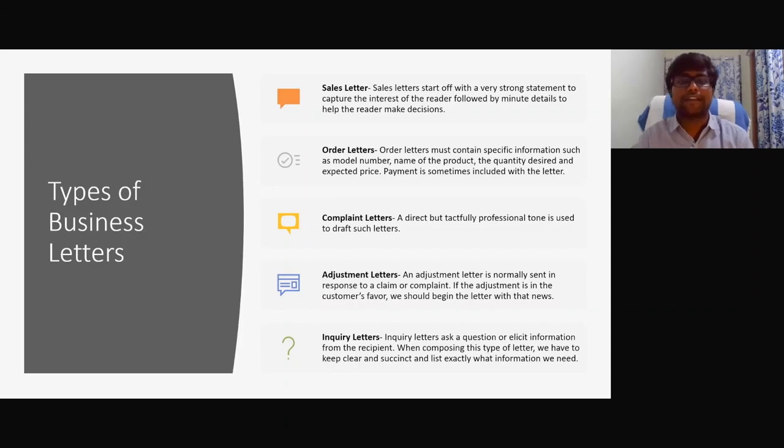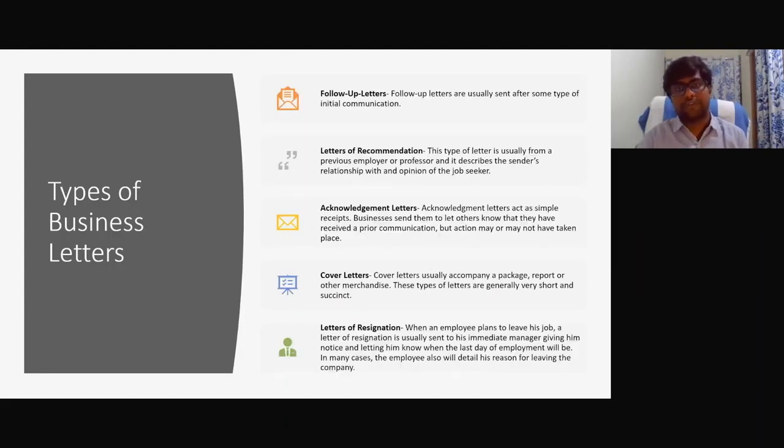Next is the enquiry letters. These enquiry letters are used to gather information or ask a question regarding a matter which an individual wants to know. Next is the follow-up letters. These follow-up letters are the ones which are sent after an initial communication.